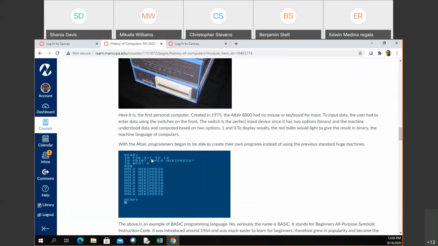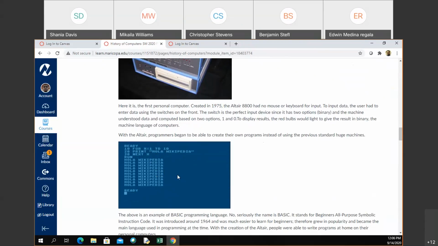So this: for x equals 1 to 10, print hola Wikipedia, next x. That's pretty easy to understand, right? You're going from 1 to 10 on x, and for each one of these, you print hola Wikipedia, and then it goes to the next x. So it just keeps looping through that. And so here it is. It prints out hola Wikipedia 10 times. That's pretty simple to understand, right? That's BASIC, the BASIC programming language.